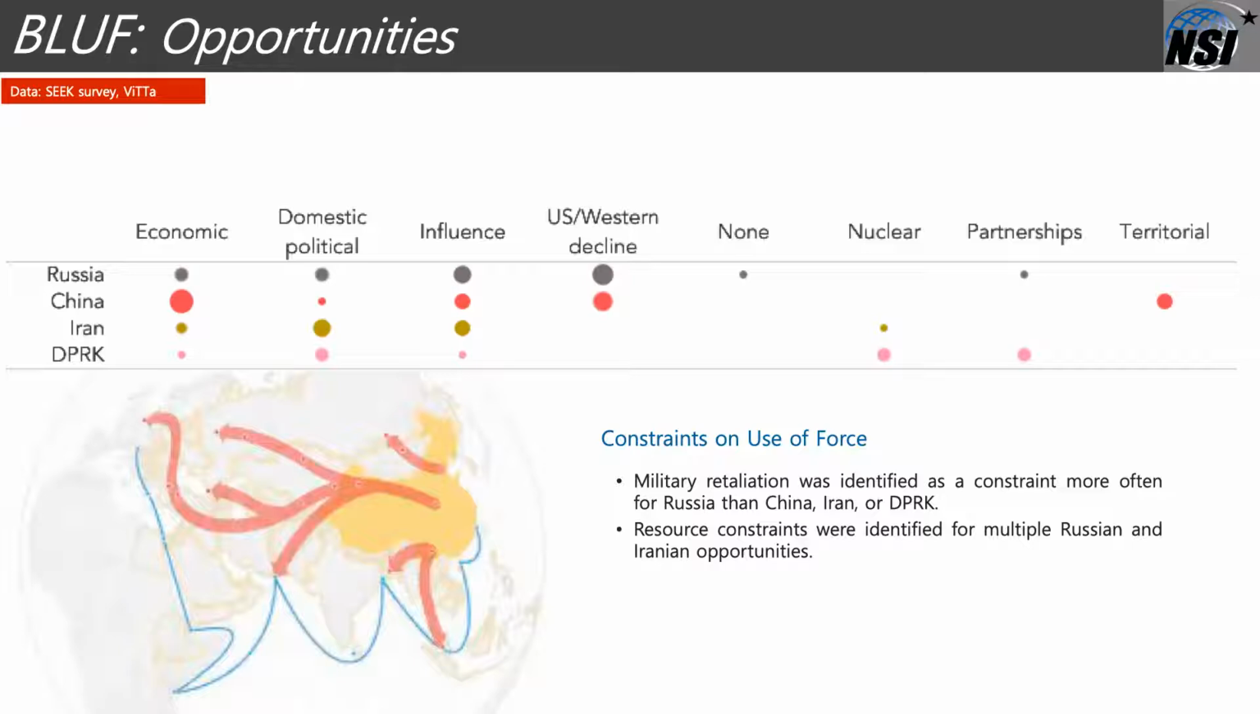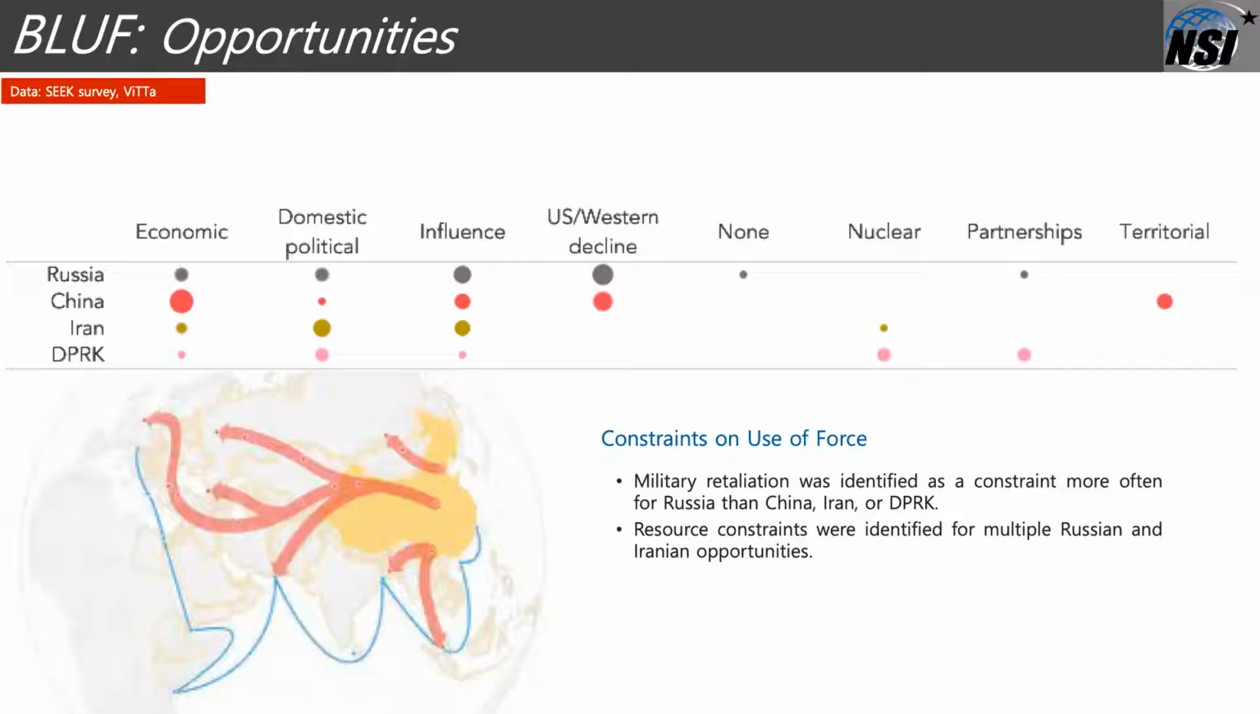Additionally, for Russia and China, the relative decline of US Western power is seen as an opportunity in itself. This is consistent with the identification of US Western influence as a threat, as well as the actors' interest in increasing their own international influence and prestige.